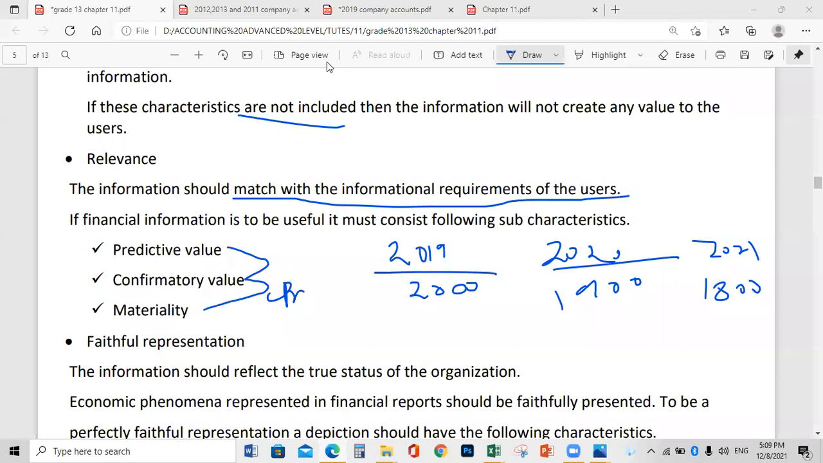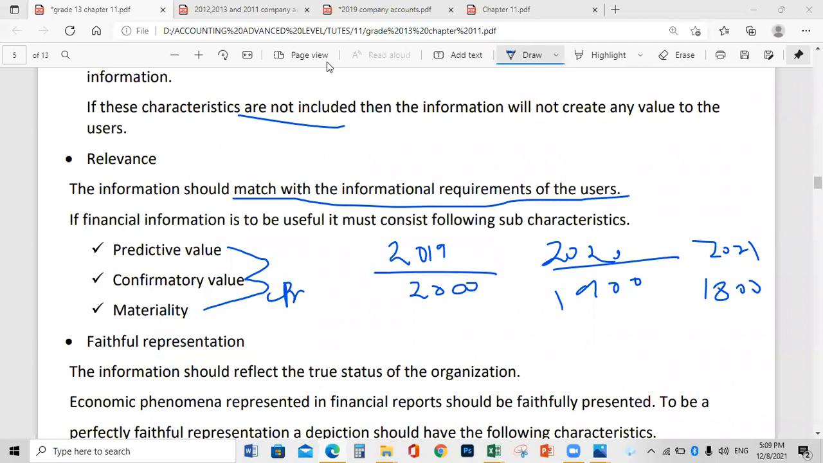Based on the information they are giving, you know that in 2022 their profit is going to decrease. You can decide that their profit is continuously decreasing. That means in 2022 also, the profit will decrease to less than 1,800.